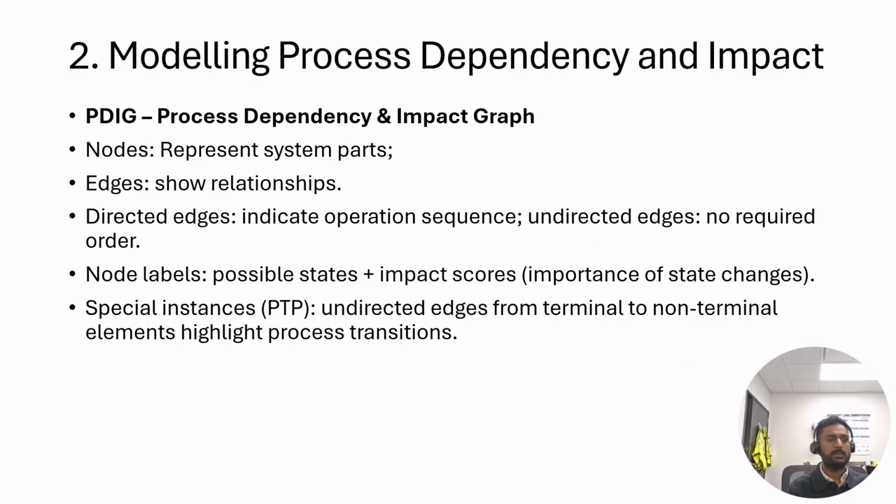Modeling, sketching the PDIG graph. It involves a map that is made of nodes representing the system parts and edges showing relationships between these parts. Some connections between nodes have a direction showing an order of operation, and others are undirected if there is no required sequence. Each node is labeled with potential states and an impact score, so you know both what changes are possible and how much they matter. Scaphy marks special instances where an undirected edge goes from a terminal to a non-terminal element, highlighting process transitions within the system.